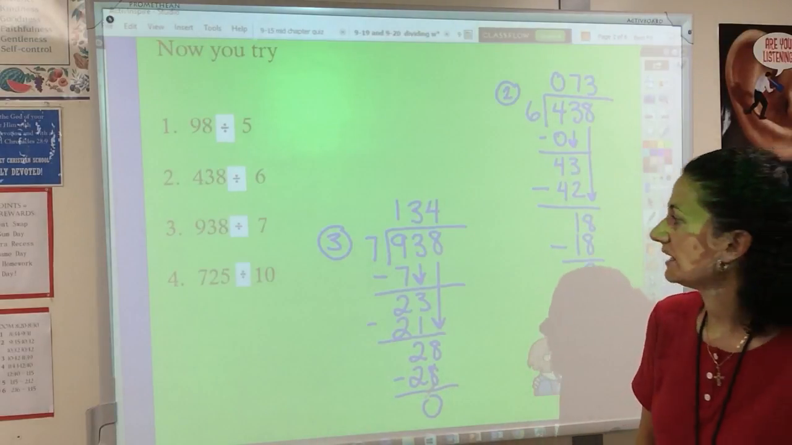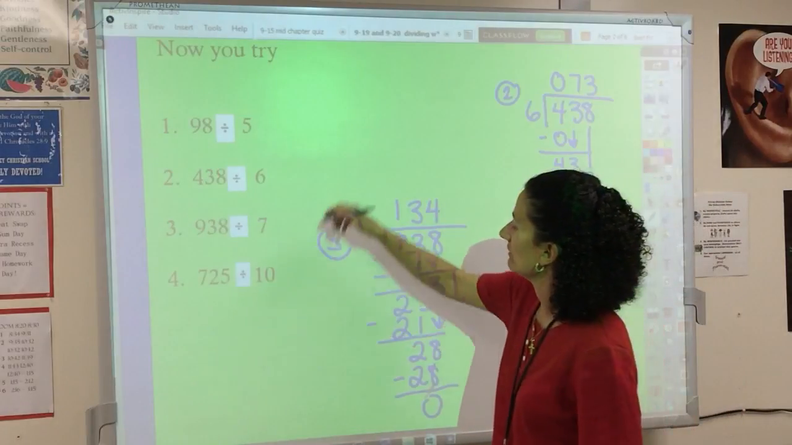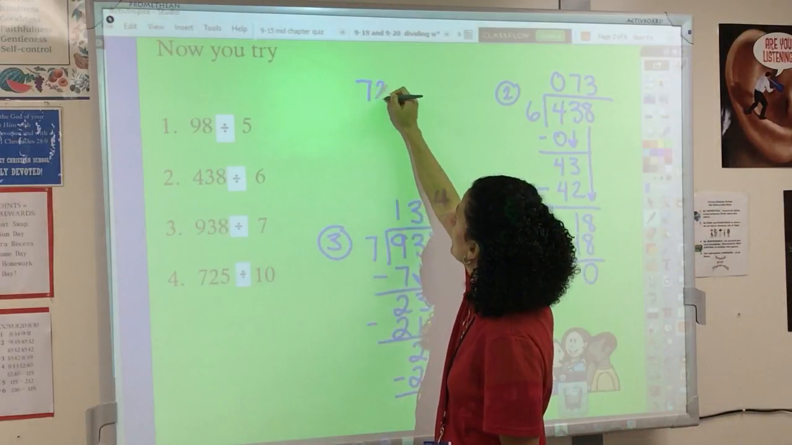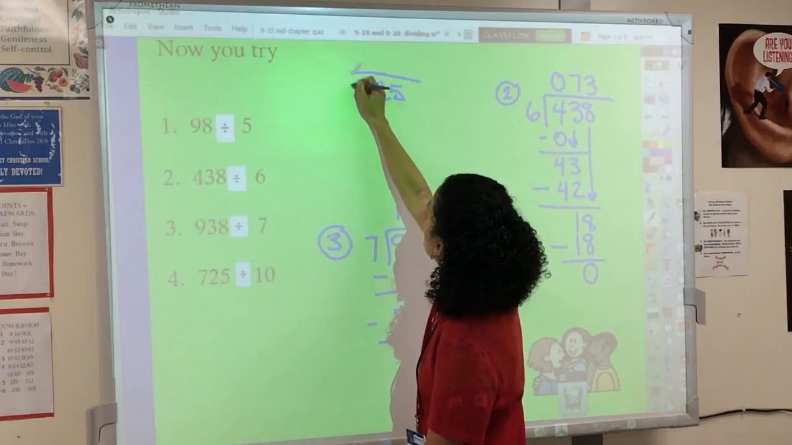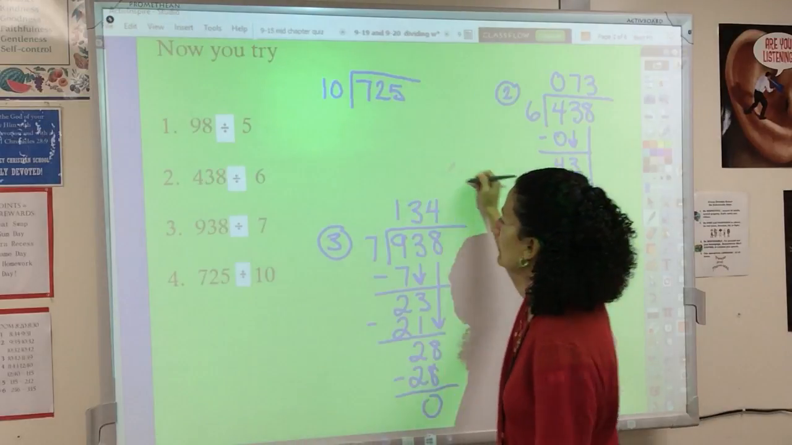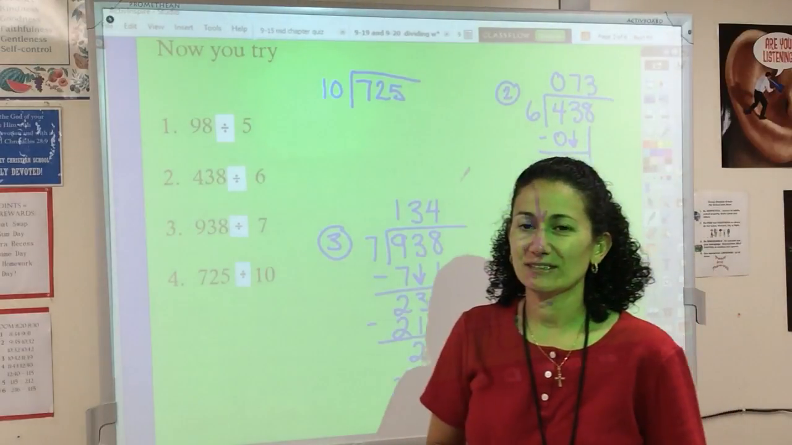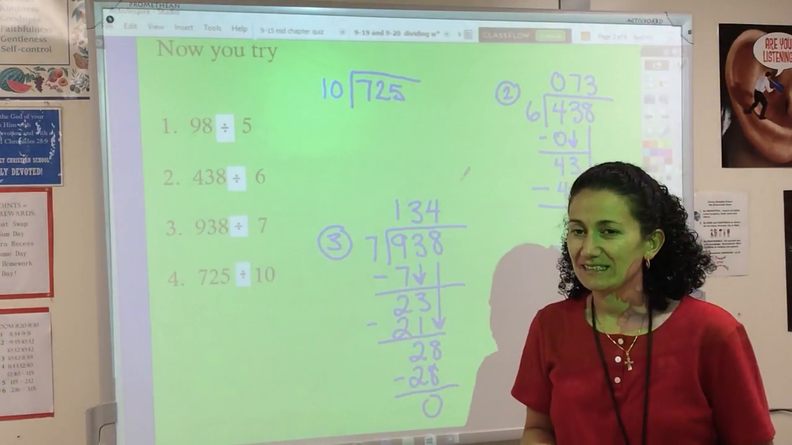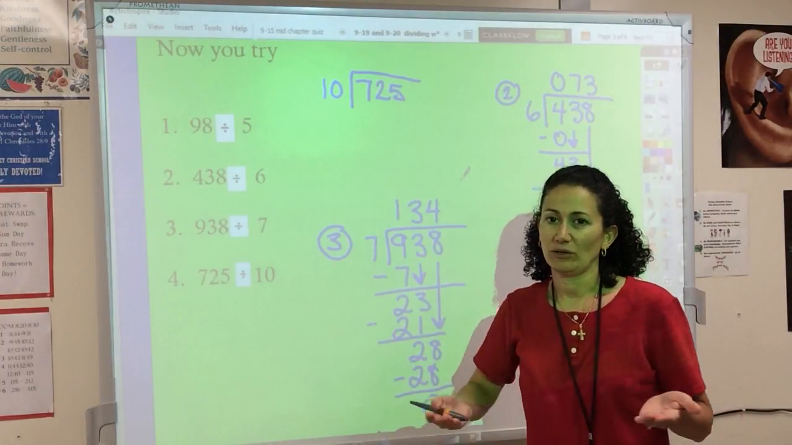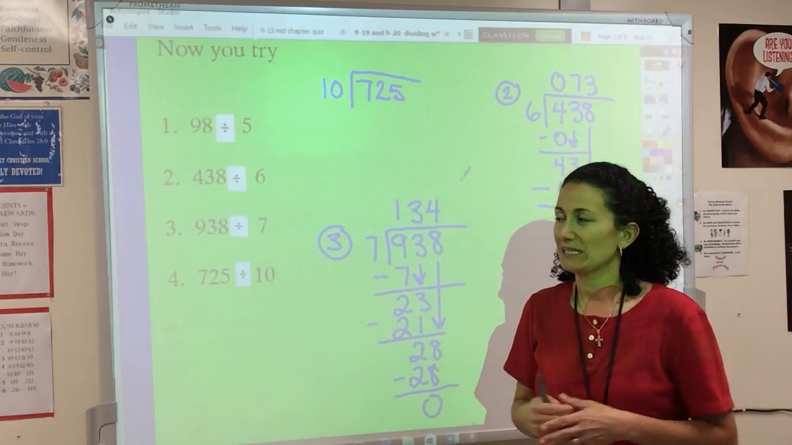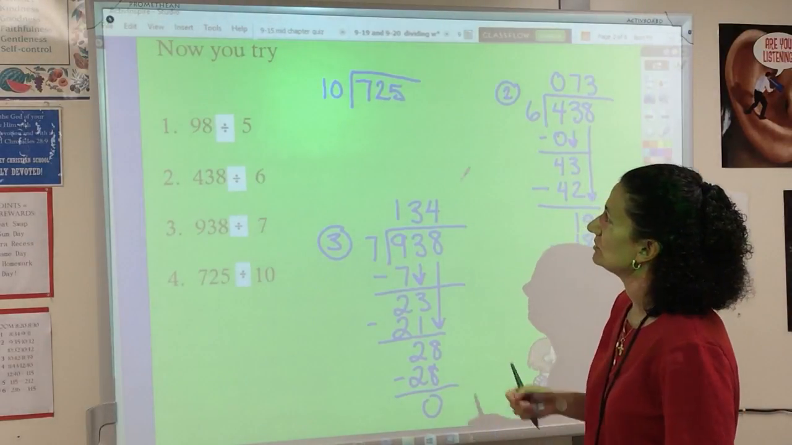All right, let's go over the very last one. 725 divided by 10. I'll write it up here. Now this time, I know I said we were only doing single digit divisors, but 10 is an easy double digit. We all know how to count by tens. We all know our 10 times tables, right? So this shouldn't be too hard.